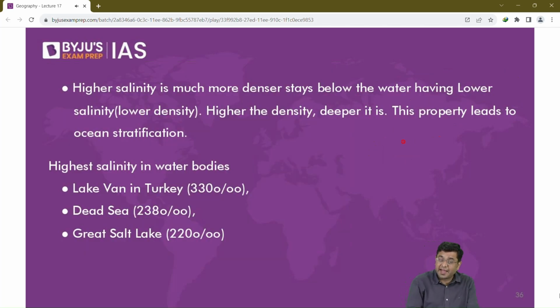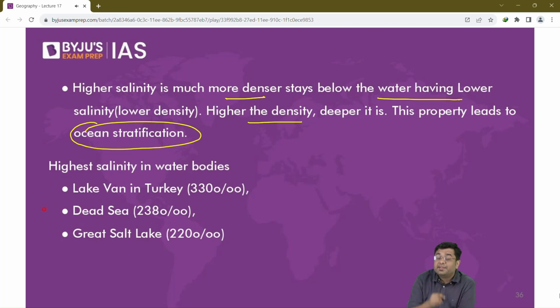Okay. Now, higher salinity water is much denser and stays below the water having lower salinity, because salinity is also something which impacts density. So the higher the density, the greater the depth it goes to. So this leads to ocean stratification, that is, the arrangement of oceanic water in terms of layers. That is what is referred to as ocean stratification.